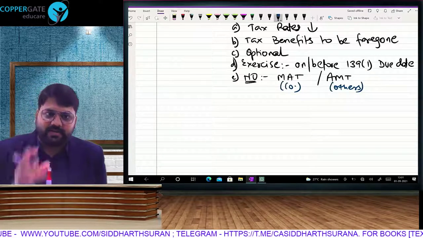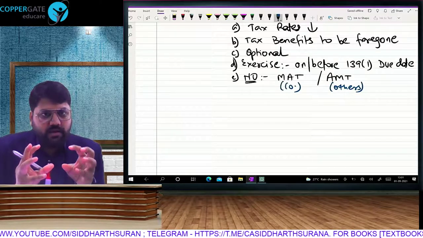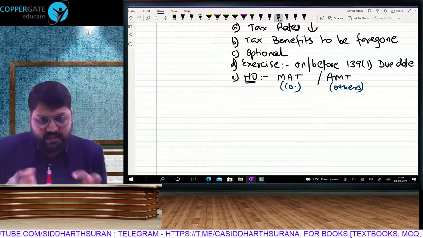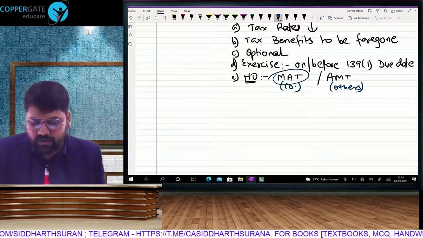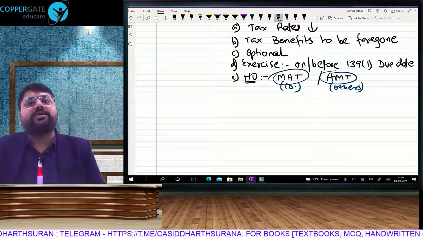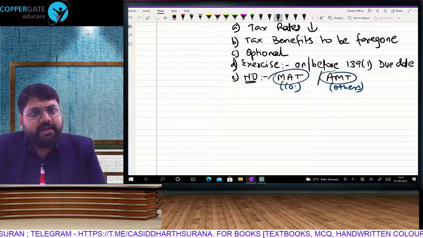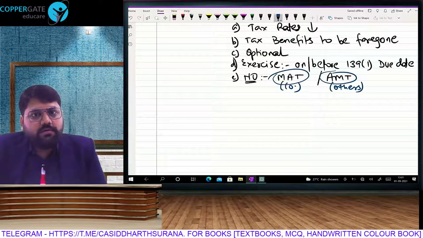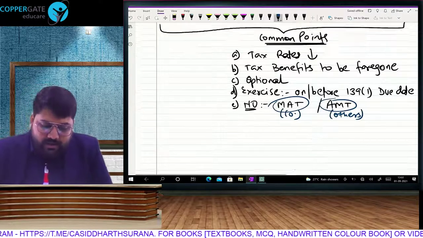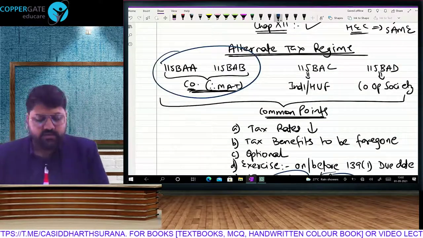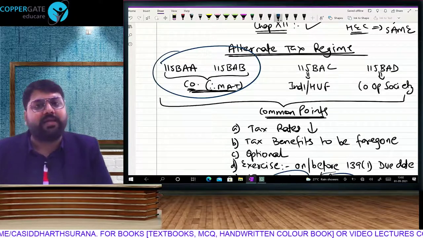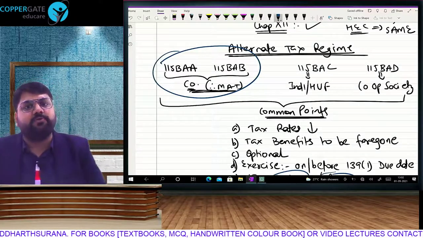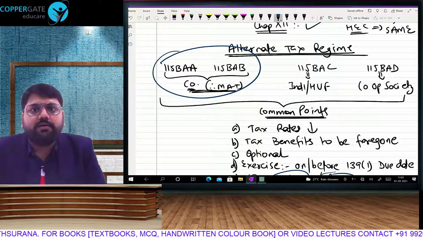So, for company it is normal or MAT, whichever is higher. And for other people it is normal or AMT, whichever is higher. This is Chapter 15 in our textbook. This is Chapter 16. They are the last two chapters of Volume 1. MAT, AMT. So, company, if it opts for these provisions, MAT is not applicable. Only normal tax as per new regime. MAT is not applicable only.